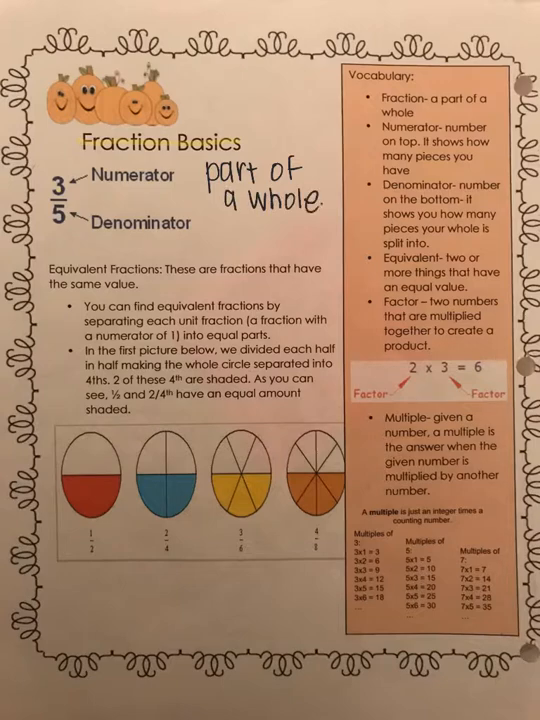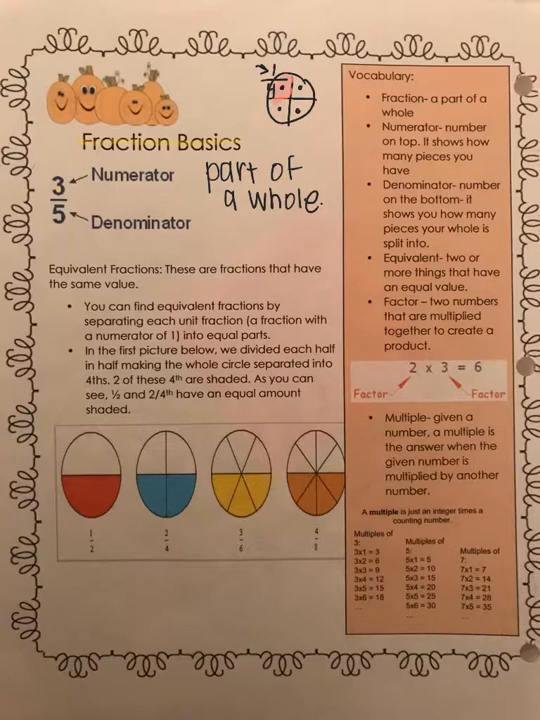So for example, you might have a whole pizza, but you might only eat a fourth of that pizza. That 1/4 is a part of the whole. It represents one piece out of a total of 4 pieces.